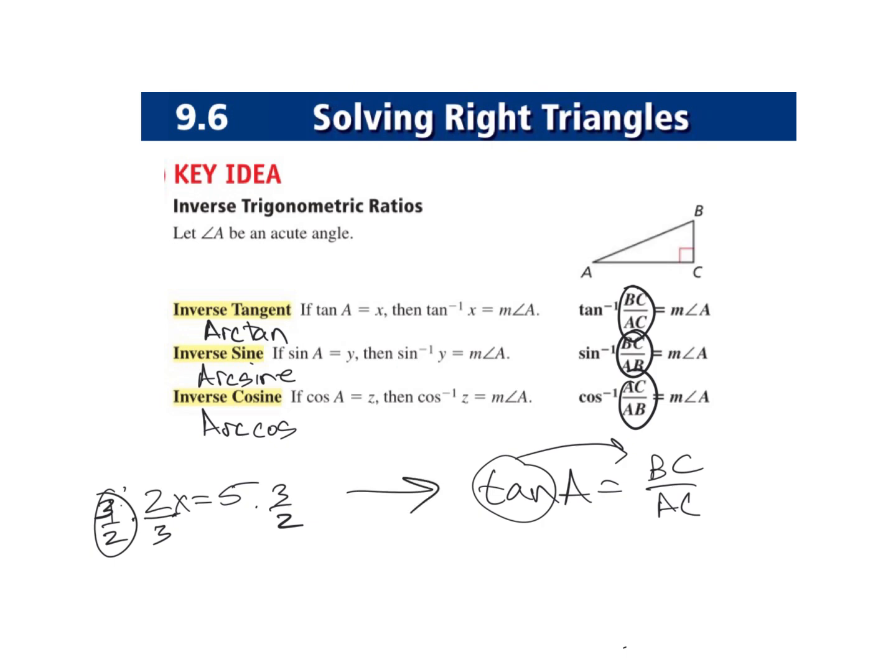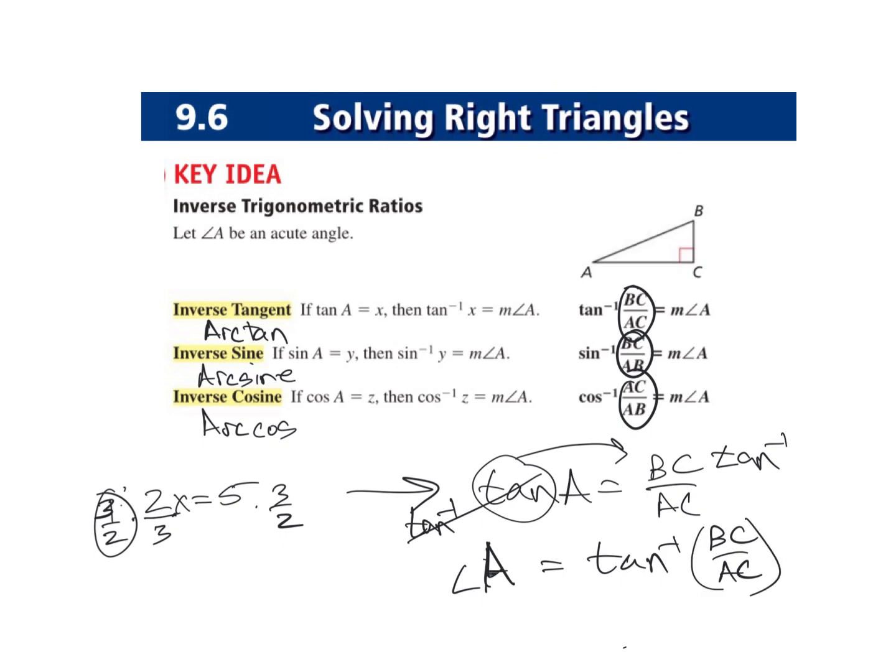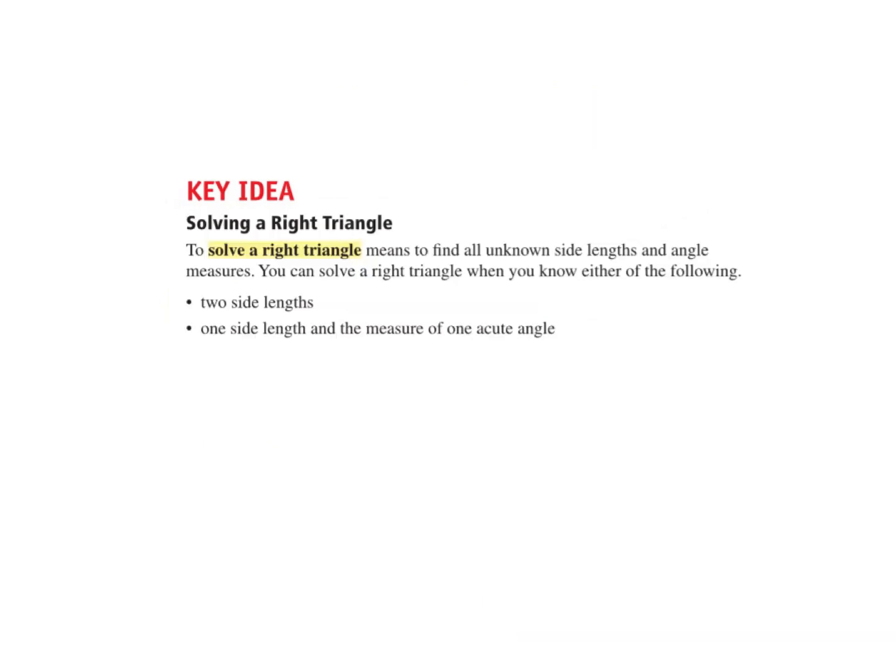Okay, so in this equation, the inverse of tangent is tangent -1. If you take tangent -1 on both sides, that means you're taking the inverse. So when we do that, the tangent goes away, leaving angle A by itself. And what you have over here is the inverse of BC over AC. So you're taking the inverse. And how you get the inverse, you hit second tangent on your calculator, and that'll give you that little -1 on there. All right, so that's how you do it. And to solve a right triangle means you find all the unknown side lengths and the angles. Okay, we just talked about that.